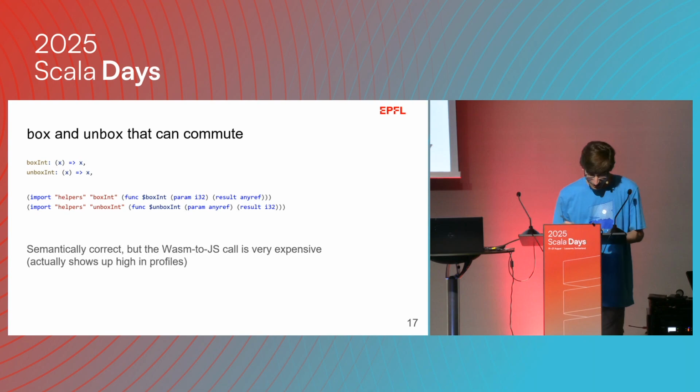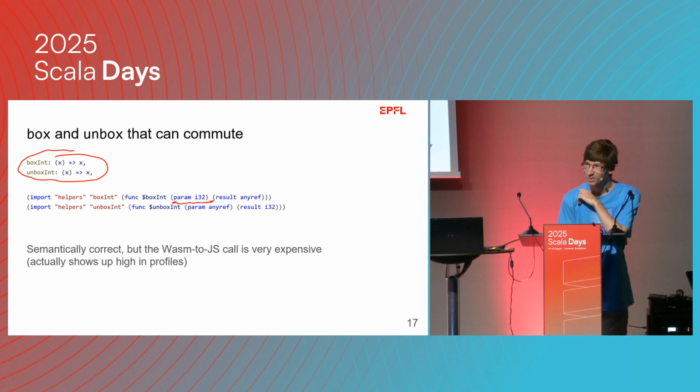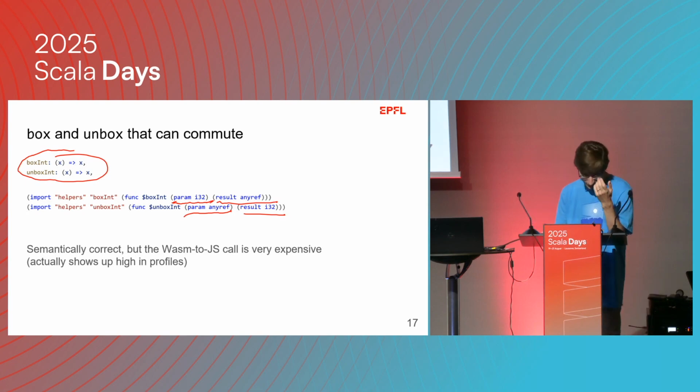So what I do is I ask JavaScript for a little help with those two helpers, which are identity functions. How is an identity function helping? Well, because their signatures from WASM are not identities. The signature of the first one is it takes an I32 and it returns an anyref. And the other one takes an anyref and returns an I32. And it works. The spec says it works, and it works.